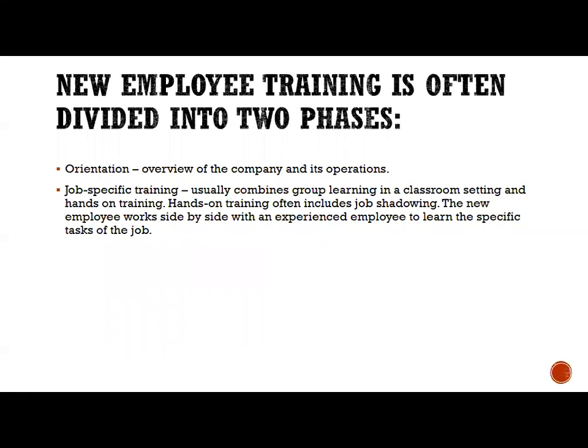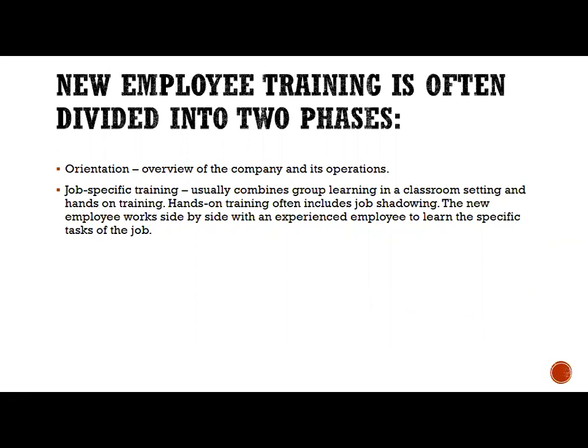So orientation is an overview of the company and its operations. That's what orientation means. Job-specific training is the next thing you do after orientation. This usually combines group learning in a classroom setting and hands-on training. Hands-on training often includes job shadowing. The new employee works side by side with the experienced employee to learn the specific tasks of the job.